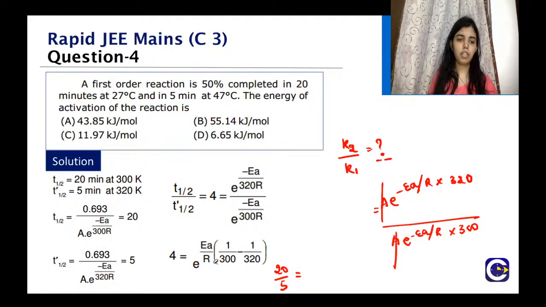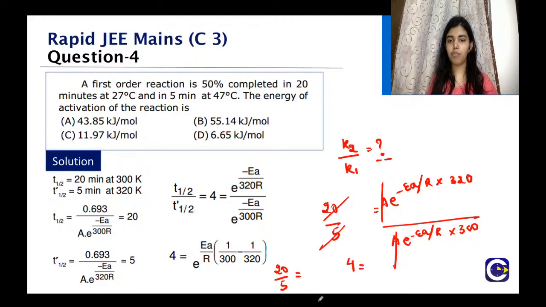When you divide the two, you will get 20 by 5 equal to e raised to the power minus EA by R into 320, upon e raised to the power minus EA by R into 300, right? Now 20 by 5 is how much? Is it equal to 4? As the bases are the same, you can just subtract the powers. So it will be EA by R into 1 upon 300 minus 1 upon 320. Why? Because the activation energy is common and R is also common here, right? So we are left with this.